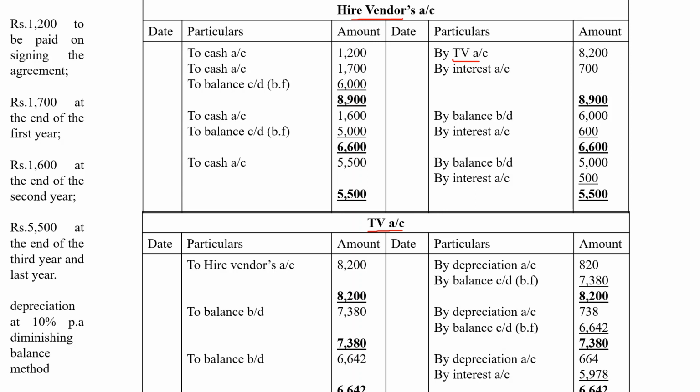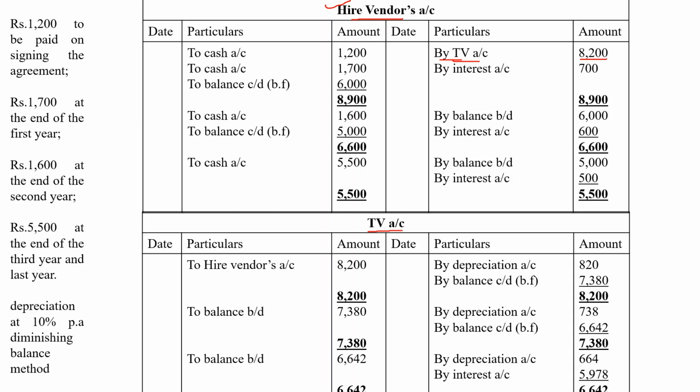If you have to post this journal, TV account debtor to hire vendor account, in hire vendor's ledger, what will happen? We will credit TV account. By TV account, in the amount column, write the cash price. We have calculated cash price in the previous calculation. It is 8,200. Write it in the amount column.